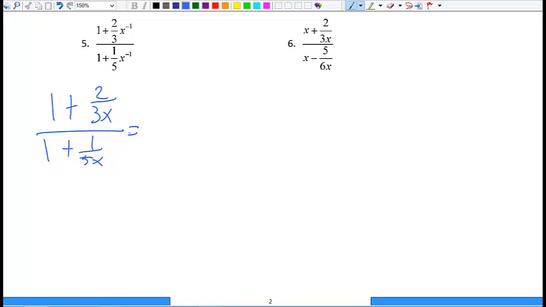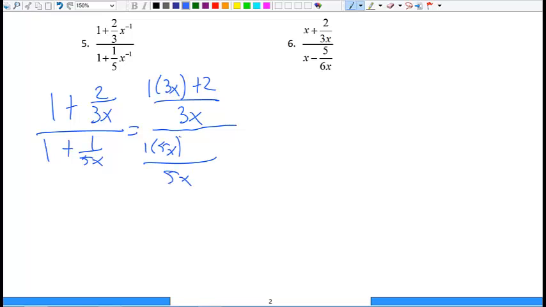I'm going to do a common denominator. In the numerator, the common denominator is 3x. And so what's the 1 missing? It's missing the 3x piece. And then plus 2. And then the denominator, so we got a 5x there. So what was that first number missing? That first number was missing the common. And then if you're not quite sure, you can always re-simplify, pull the fractions apart, divide, and you should end up with the same thing.